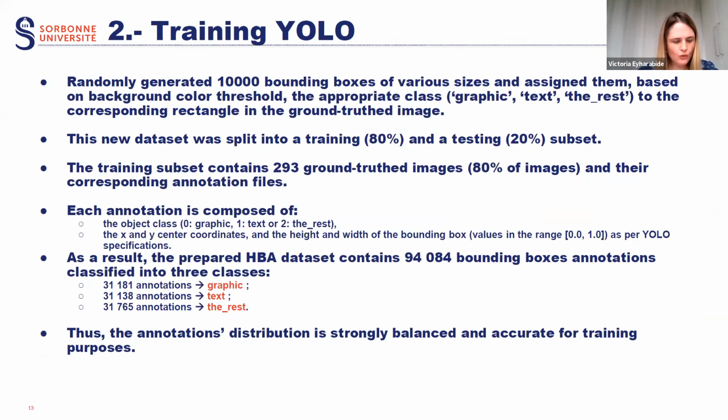Then, in order to train YOLO, for each page in a document, we generate bounding boxes of different sizes and annotate each rectangle according to the ground truth images. The new data set is split into training and testing subsets. So as a result, the prepared HBA dataset contains nearly 100,000 bounding box annotations with this distribution. As you can see, the annotation distribution is strongly balanced and accurate for training.